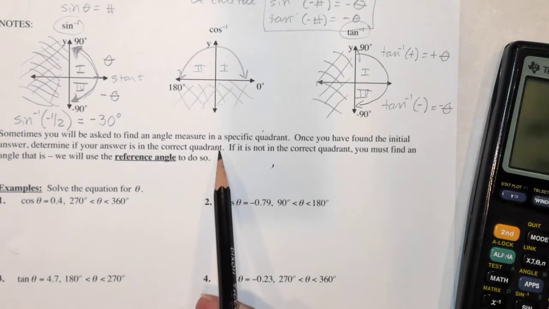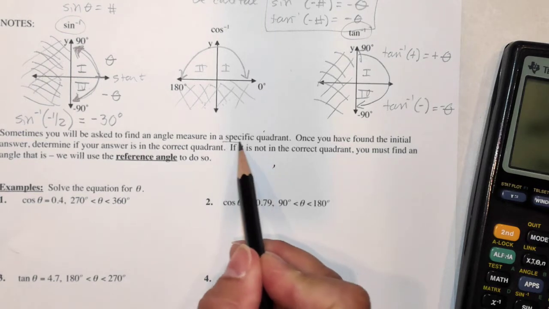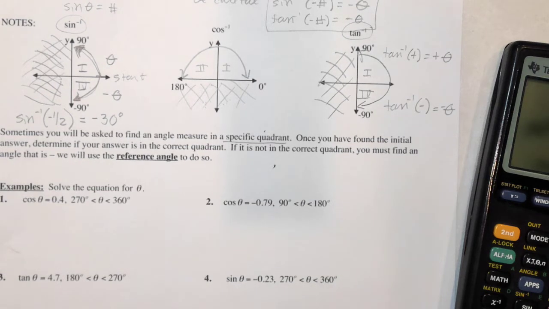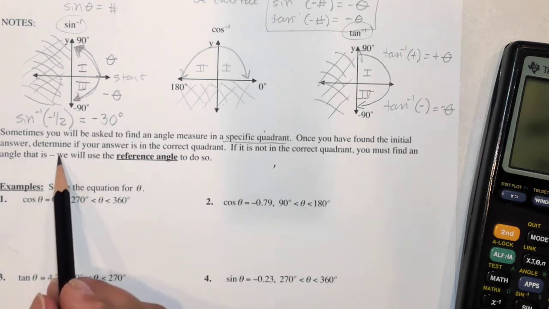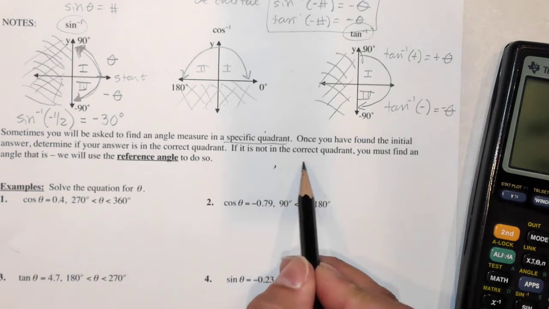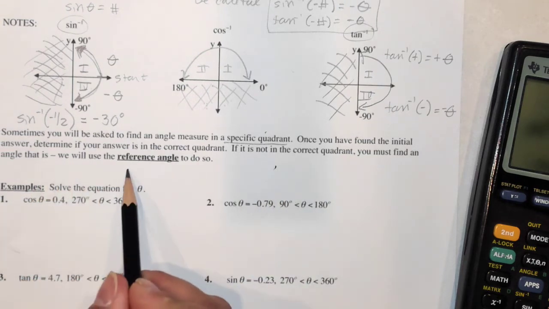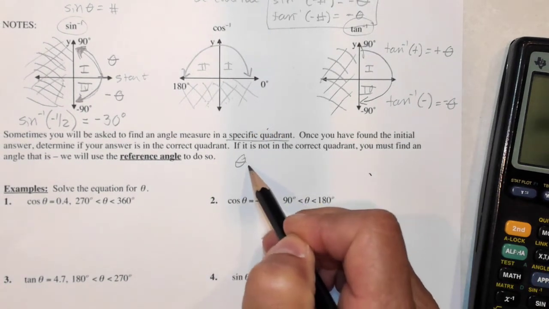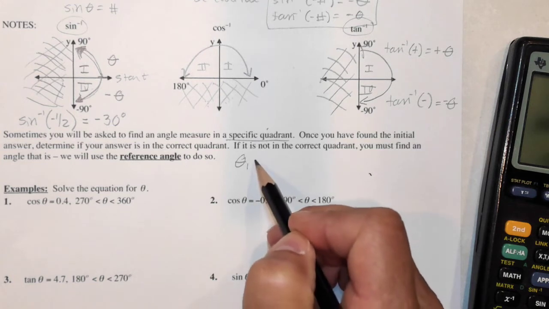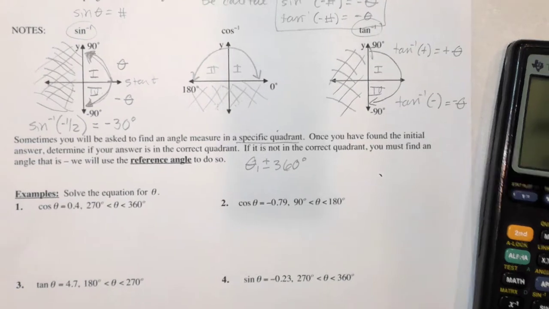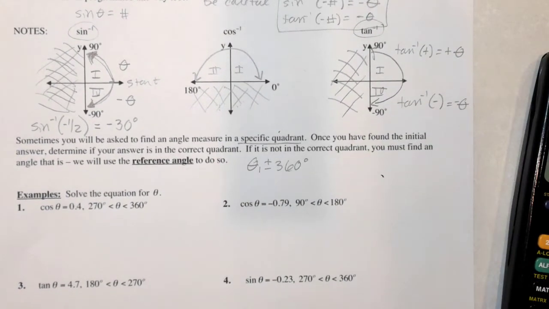Sometimes you'll be asked to find an angle measure in a specific quadrant. So they're going to tell you a range you have to be in. Sometimes it's helpful to draw a sketch so that you can see if you're in the quadrant they're asking for or not. Once you have found the initial answer, determine if your answer is in that quadrant. If not, then you have to think about coterminal angles, reference angles, and so on. Because one option that you'll always have is, if the answer you got is not in the correct quadrant, you could always add or subtract 360 degrees and see if that lands you in the correct quadrant.